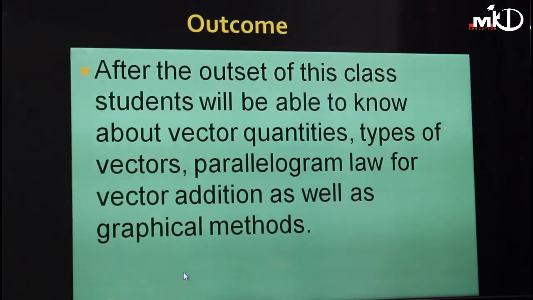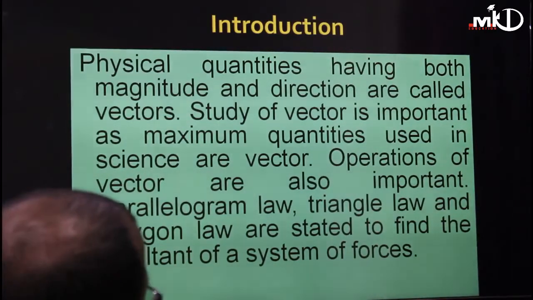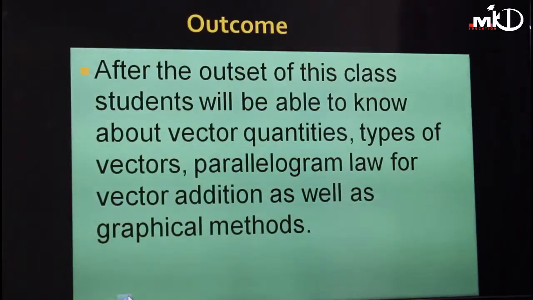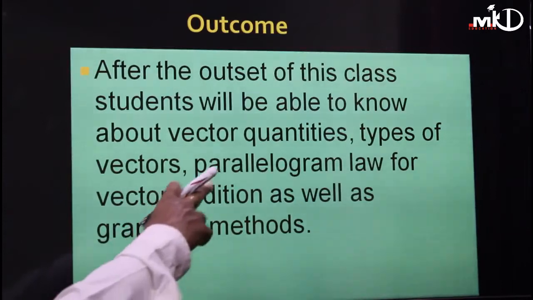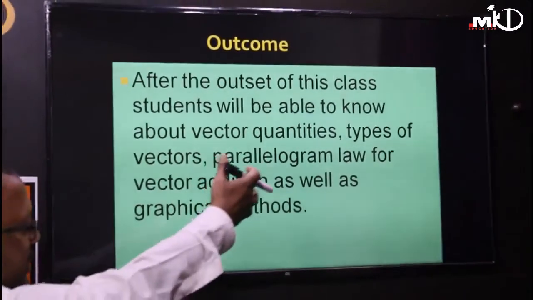The outcome of this subject is that after this class, the student will be able to know the vector quantity and scalar quantity, the two types of physical quantity. Vector quantity is associated with different laws of addition, subtraction, multiplication and division. Because scalar quantity can be added algebraically, but vector quantity cannot be added algebraically. It will follow certain rules and regulations as is given here.